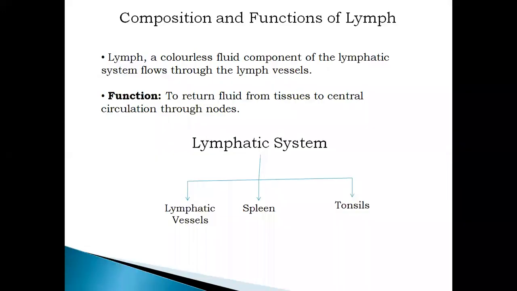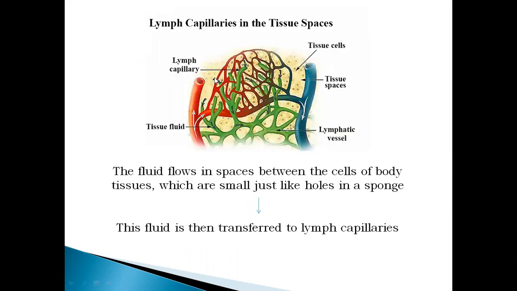Now moving towards the next body fluid apart from blood, that is lymph. The lymph is a colorless fluid component of the lymphatic system, which flows through the lymph vessels. The lymphatic system's function is to return the fluid from tissues to central circulation through the nodes. The lymphatic system consists of three major components, that is lymphatic vessels, spleen and tonsils. These three major components govern the functioning of the lymphatic system.